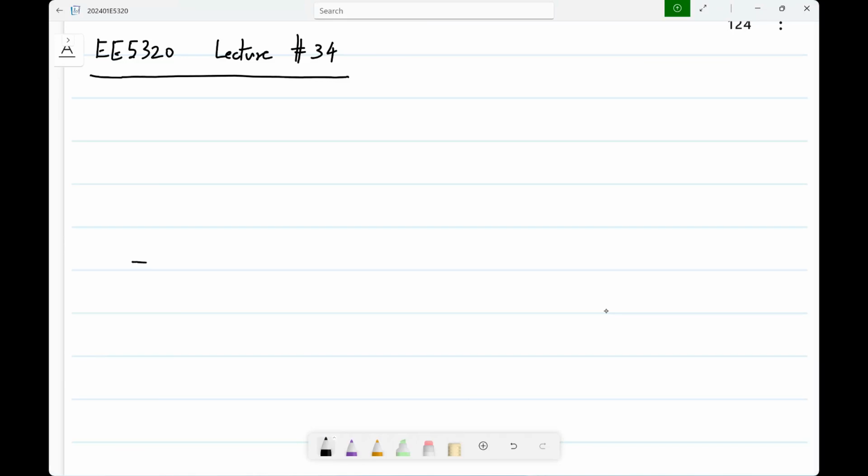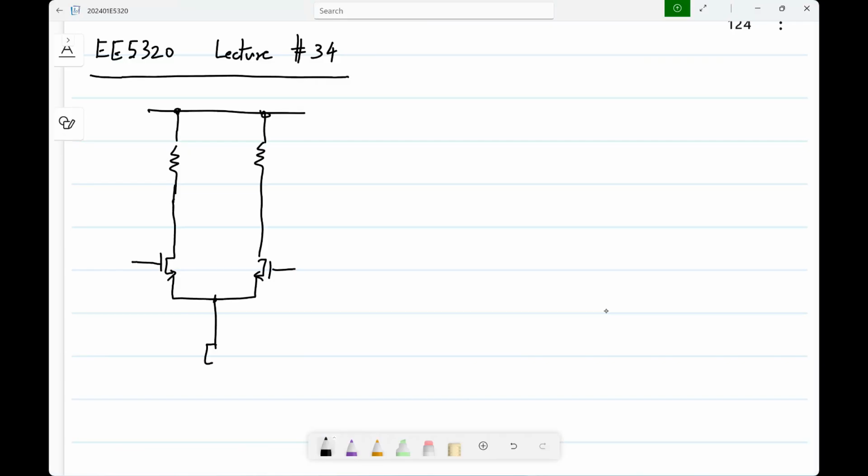So the sort of classic example is a differential pair with a symmetric load, right? So this is something you are very familiar with. These are the two inputs and these are the two outputs. Okay.